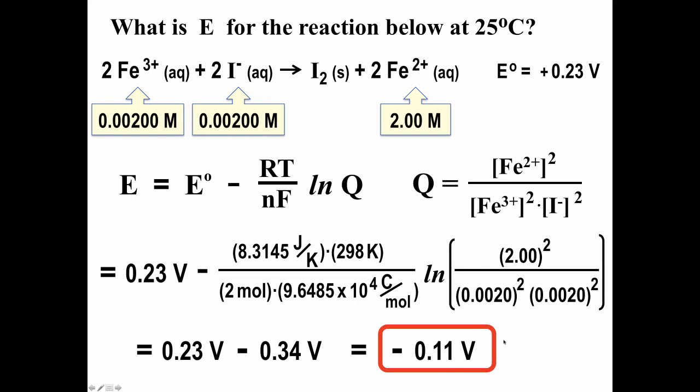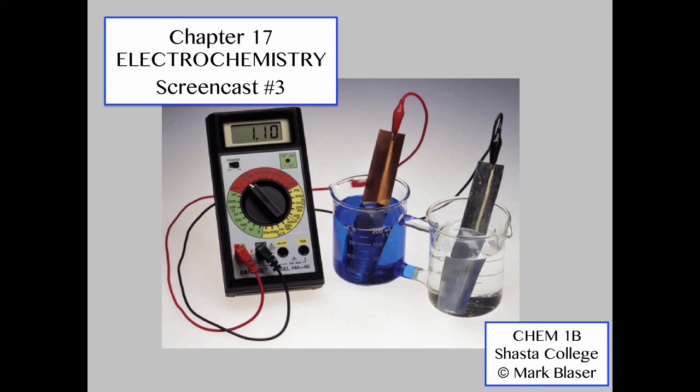Now, remember that with electrochemical processes, a spontaneous electrochemical process has a positive value. So under standard conditions, this reaction is spontaneous. But under non-standard conditions, the E is negative 0.11 volts, so it's not spontaneous under these specific non-standard conditions. And that's it for screencast number 3.